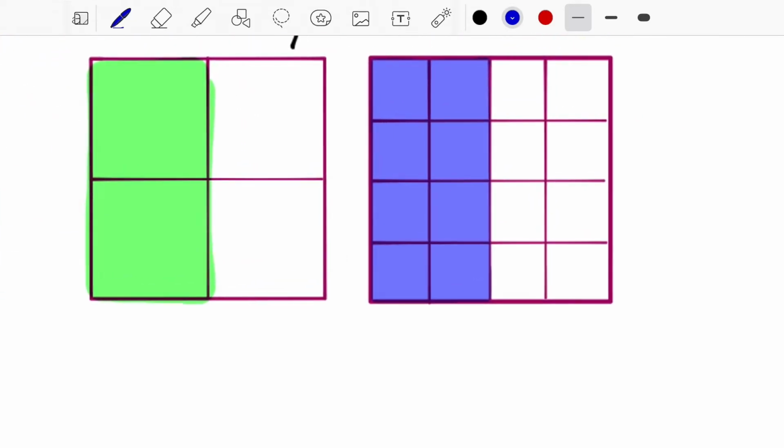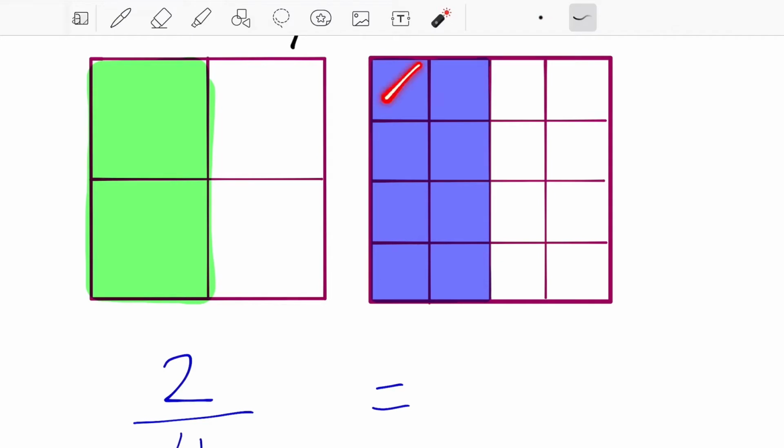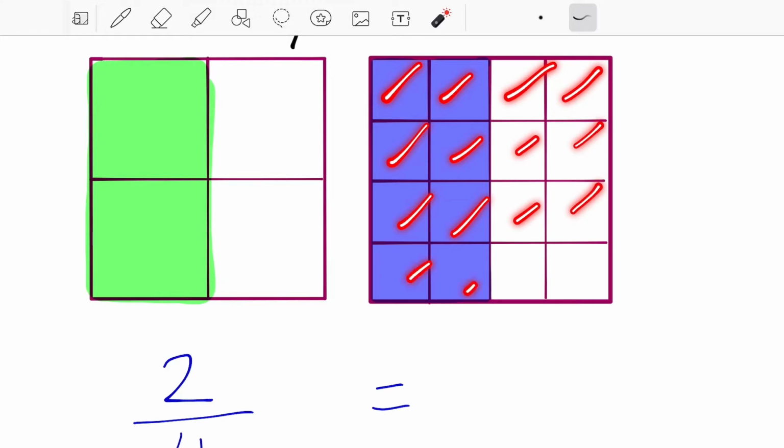Let's look at the next question. We have 1, 2, 3, 4 parts. 1, 2 out of the 4 is shaded, so that's 2/4, and that is equal to, the denominator is 16.